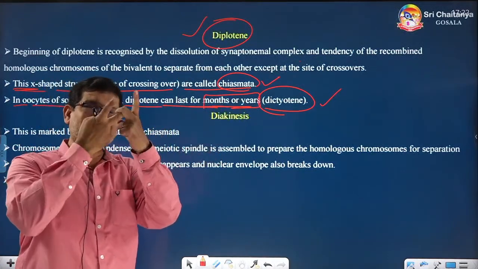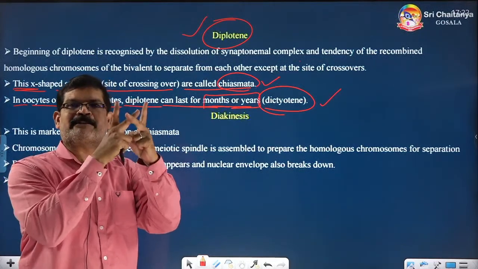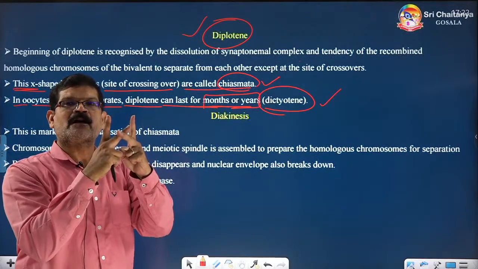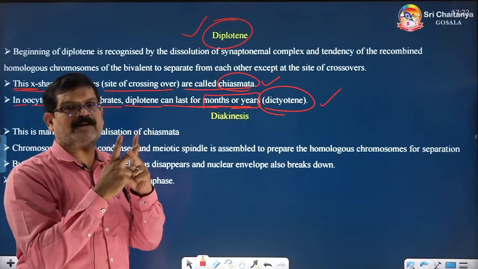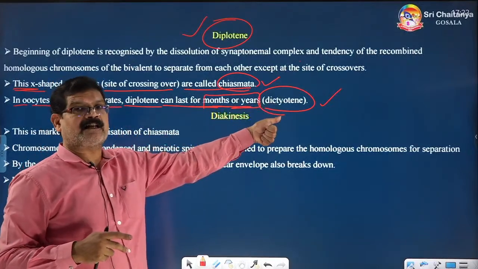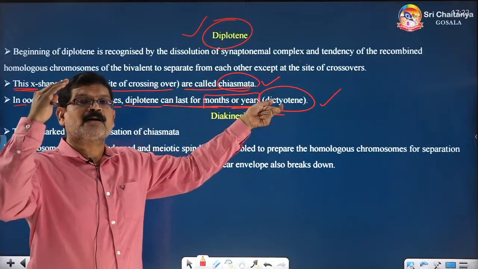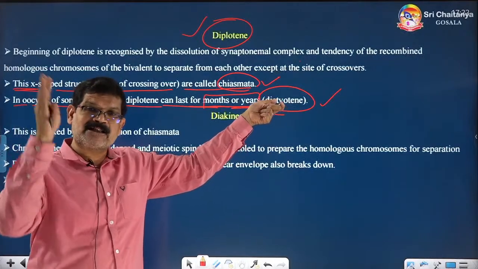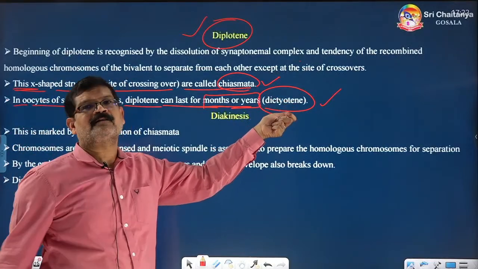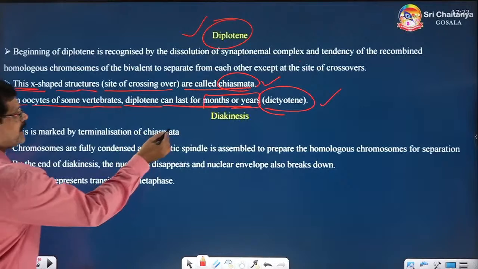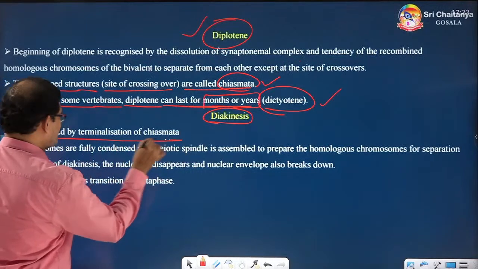That means it will be present as a recombination happening. It will be present as such, and it will be lasting for months to years. That's why it is called what kind of a stage? Dictyotene stage, which will be lasting for a few months to a few years. That's why prophase 1 is considered to take the maximum time and the longest period. Okay, this is prophase. Next, we come to the last substage of prophase 1. This is marked by the terminalization of the chiasmata.